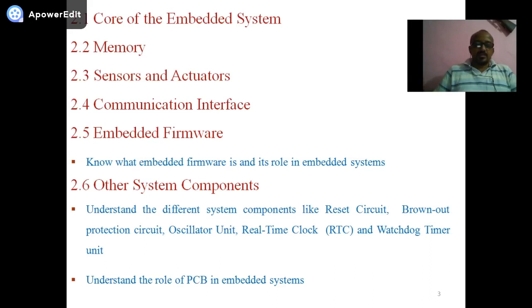And in other system components, we try to understand the different components like reset circuits, brownout protection circuits, the other units, oscillator units, real-time clock, watchdog timers, and even the role of PCB in embedded systems.